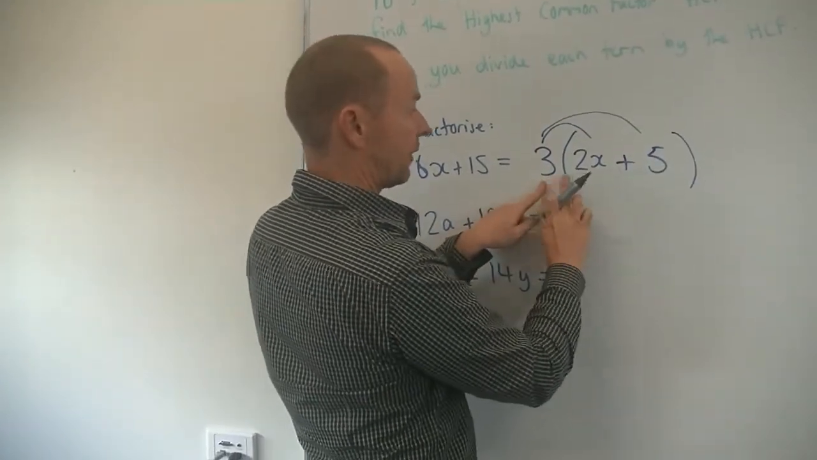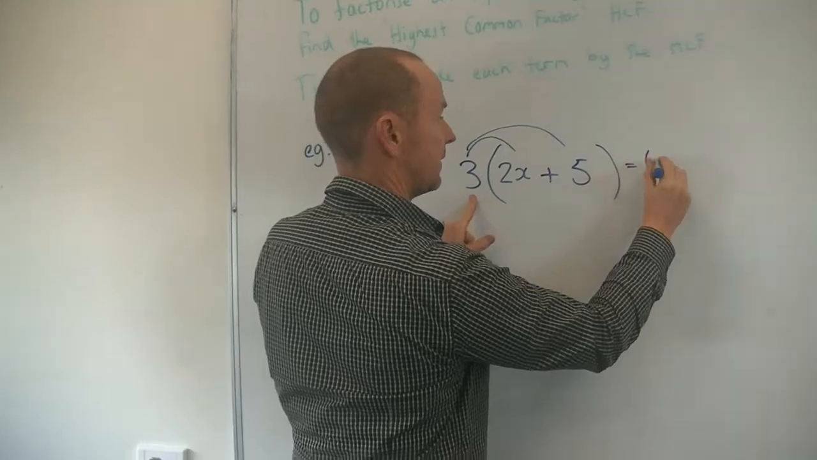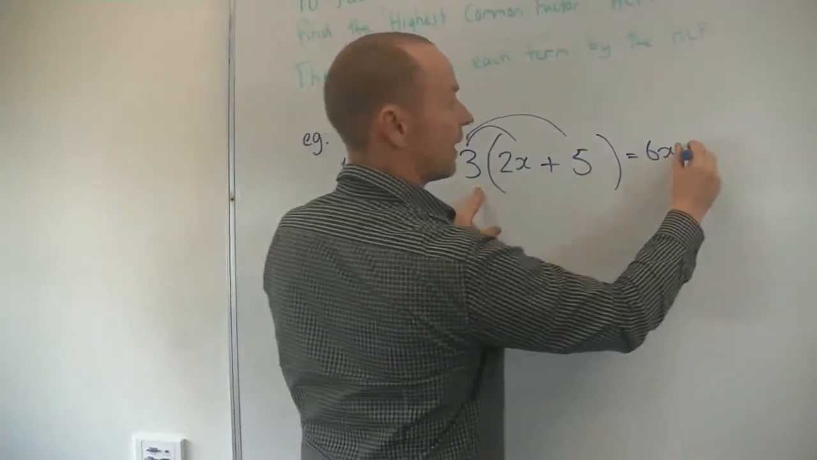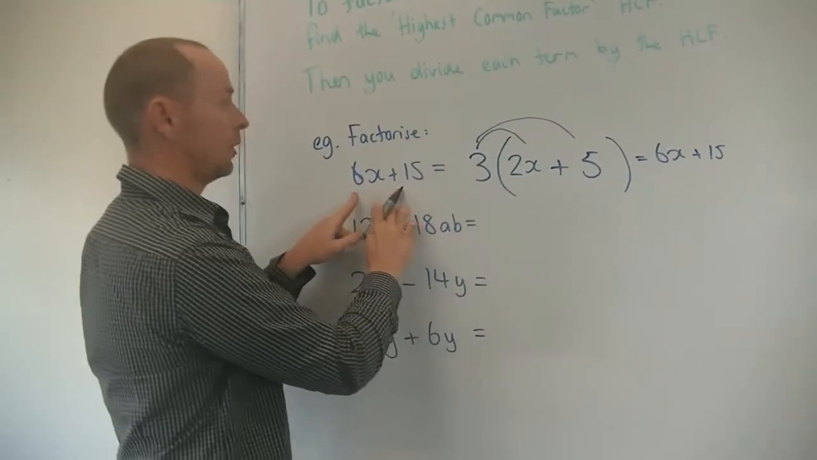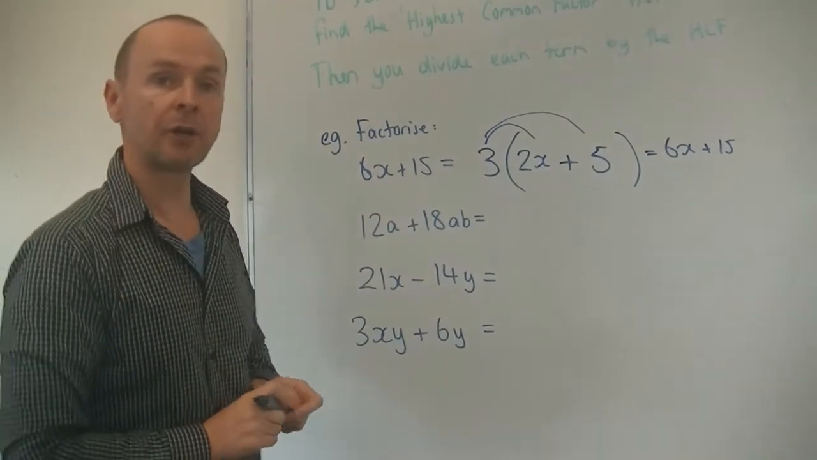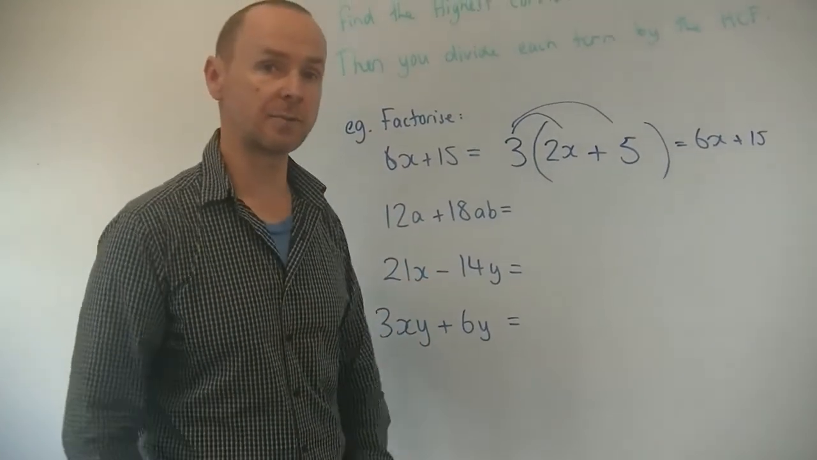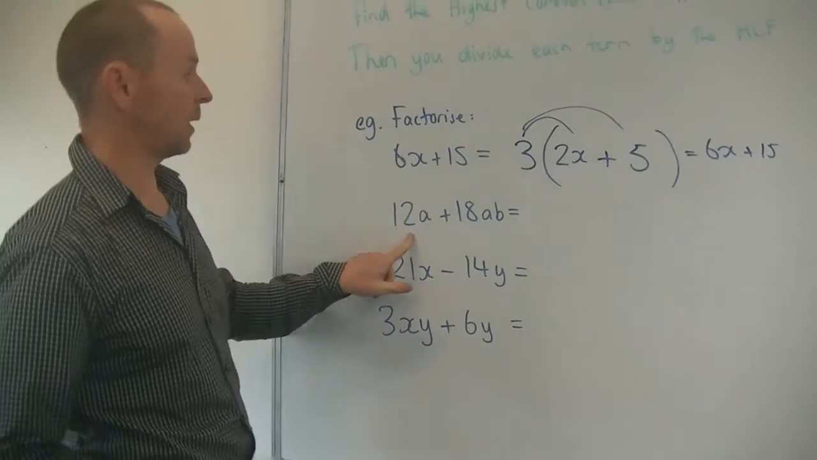So if I expand that, 3 times 2x is 6x. And 3 times 5 is 15. So if you have a look, I've got my answer again, because I know that factorising is the opposite of expanding. Let's do the next one.